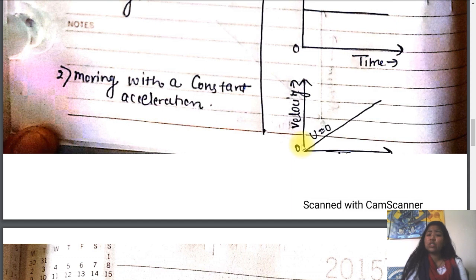In the second situation, the object has some value of initial velocity. That means initially the object will move with a velocity of 5 km per hour or 10 km per hour, so we have some value for the initial velocity. So in both situations, the shape of the graph will change.